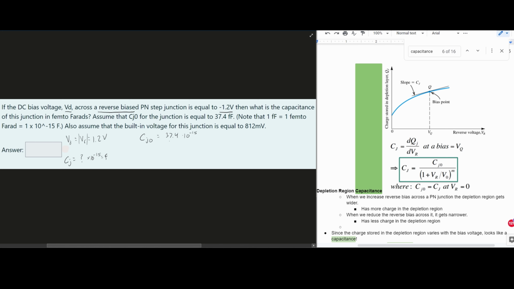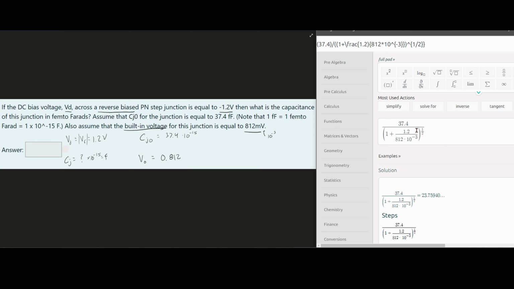And then we're also going to assume that the built-in voltage, so this is our V0, for the junction is equal to 812 millivolts. So we'll just write 0.812 because a milli is 10 to the negative 3. And if we are to use this equation that we have here, I just Ctrl+F'd and looked up capacitance. This is the PN junction formula for the capacitance of the junction, and we plug this into a calculator.